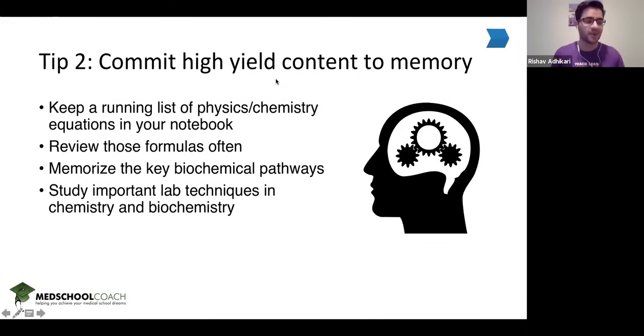It'd be really crazy to expect a carpenter or a plumber to do a job without knowing what tools they have on hand. And it's the same way when you're doing a physics or chemistry problem. You should know what equations you have that you can use to solve that problem.